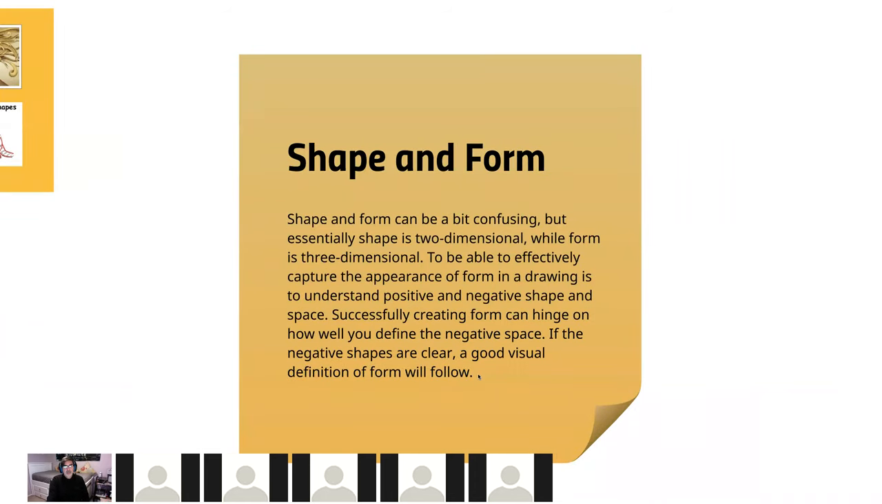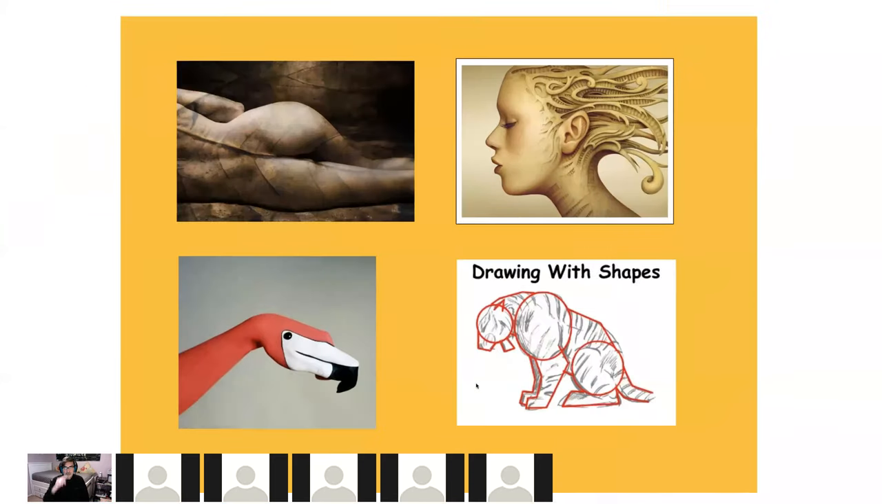Then of course, shape and form. Shape and form can be a bit confusing, but essentially shape is two-dimensional while form is three-dimensional. To effectively capture the appearance of form in a drawing, you need to understand positive and negative shape and space. Successfully creating form can hinge on how well you define the negative space. If the negative shapes are clear, a good visual definition of form will follow. Form actually creates the sense of three-dimensionality in a two-dimensional space.